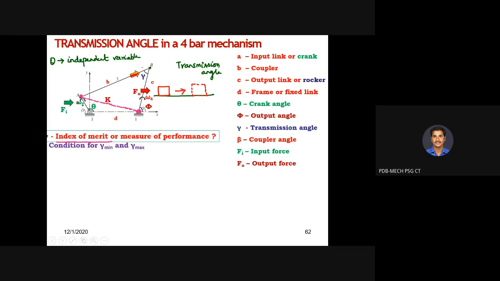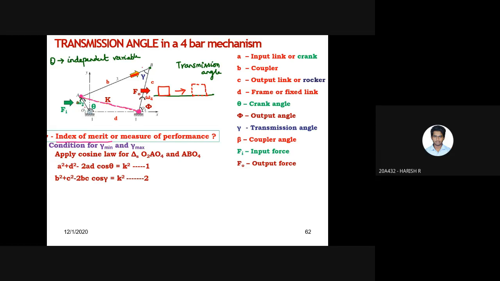Now I am going to keep this line as K. Okay, let it be K. I am going to apply the cosine law for two triangles. What triangles are we having here? If I connect A and O4, how many triangles am I having here? Two, sir. Okay, what are they? A, O2, O4 and B, A, O4. Two triangles I am having.